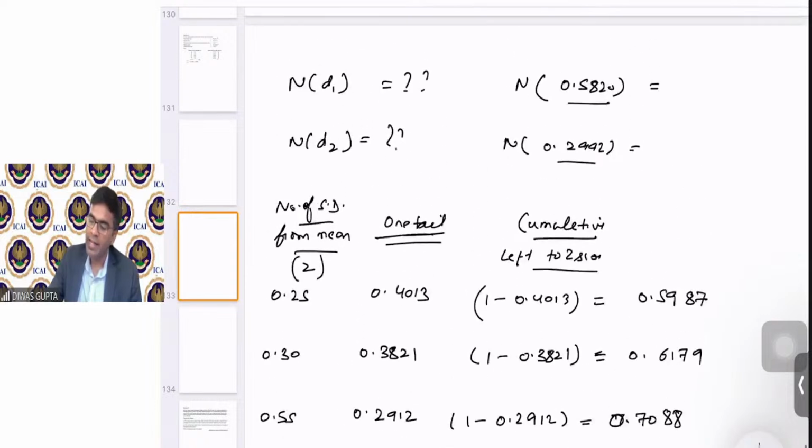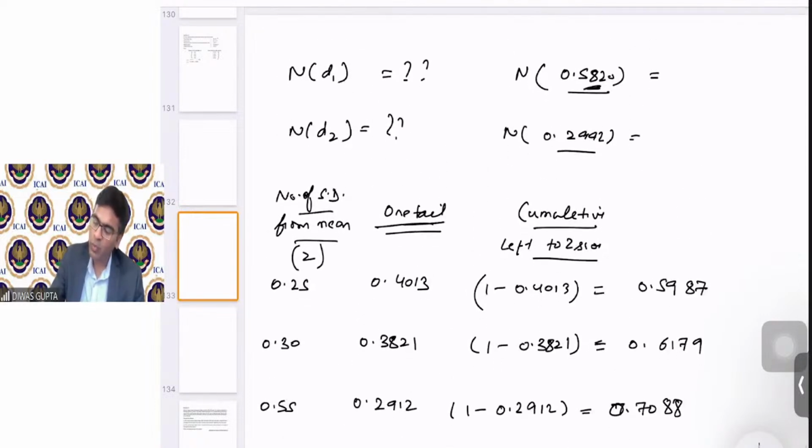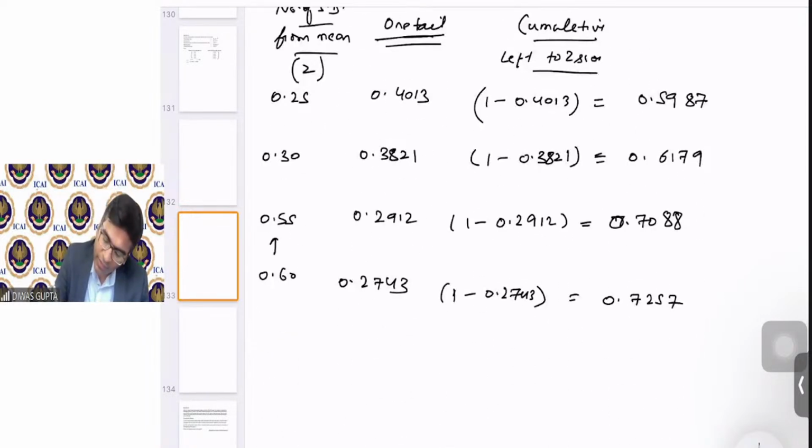Now for ND1, which is 0.5820, it falls in between these two values. So we have to use the interpolation technique, students.